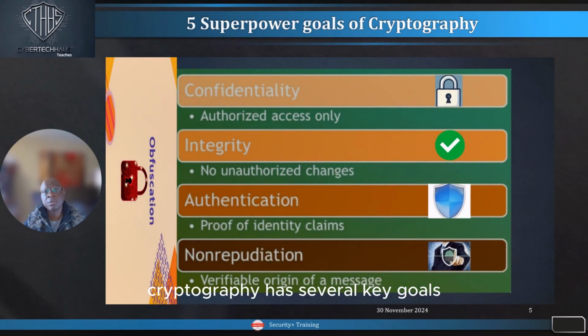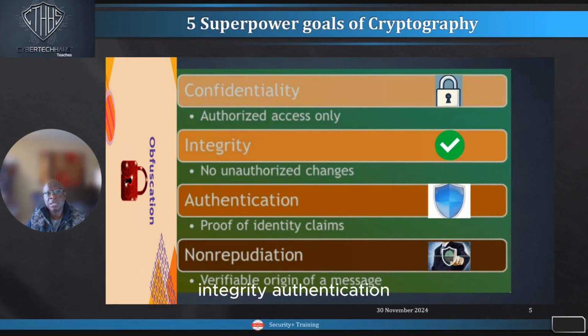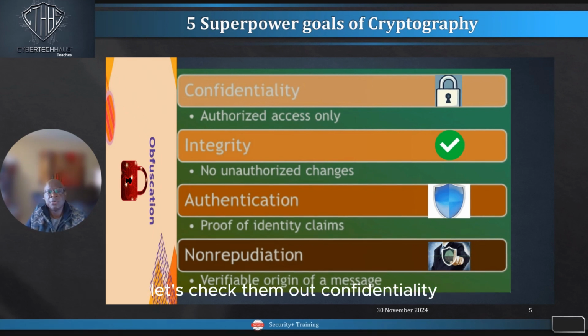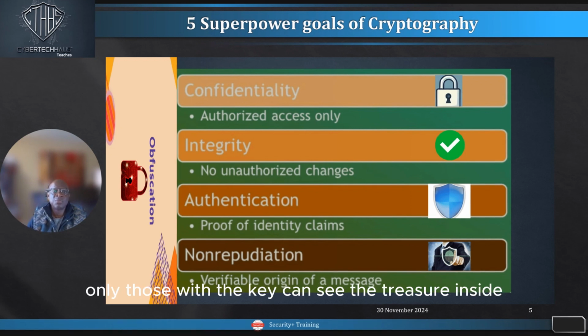Cryptography has several key goals. Now, cryptography has a few main goals: confidentiality, integrity, authentication, non-repudiation, and obfuscation. These are the superheroes with different superpowers. Let's check them out. Confidentiality. This is like making sure only the people with the right key can open a secret message. Think of it as a locked treasure chest. Only those with the key can see the treasure inside.